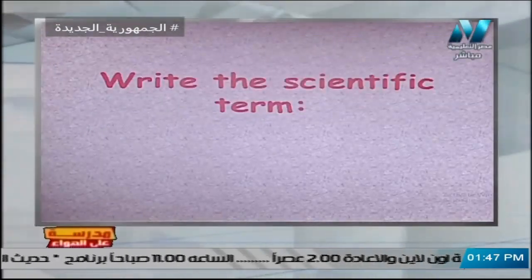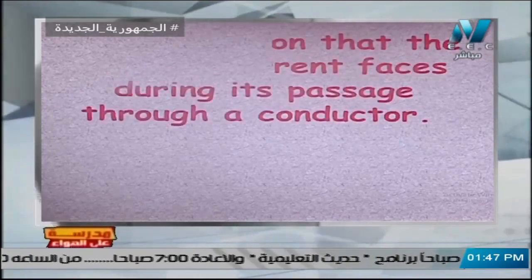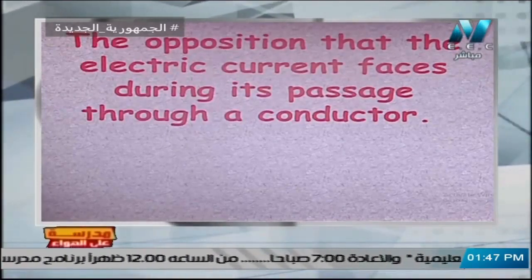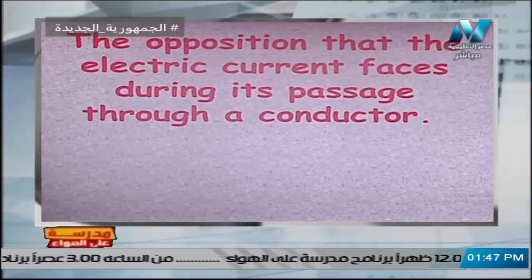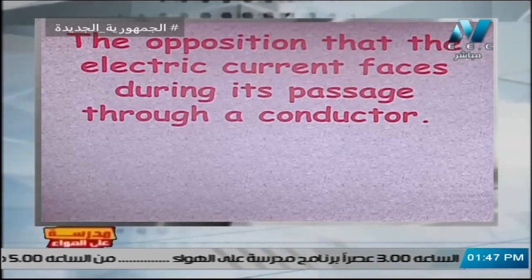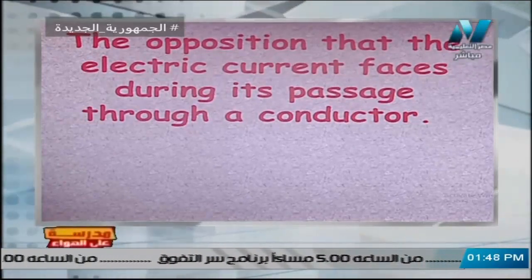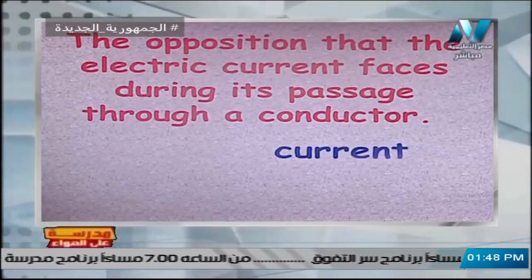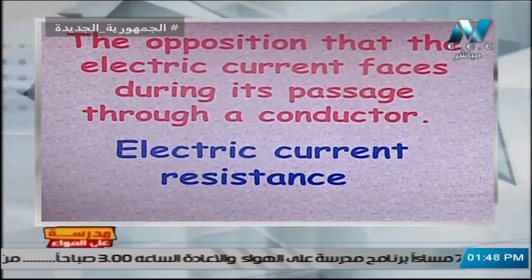Another question. Write the scientific term. The opposition that the electric current faces during its passage through a conductor. From its name, opposition or obstruction, we call it resistance, or electric current resistance.